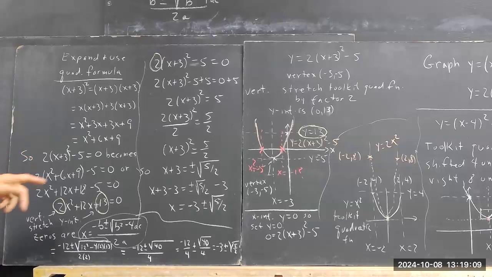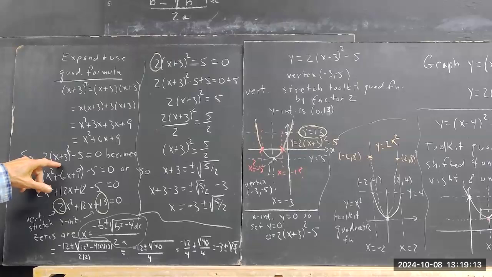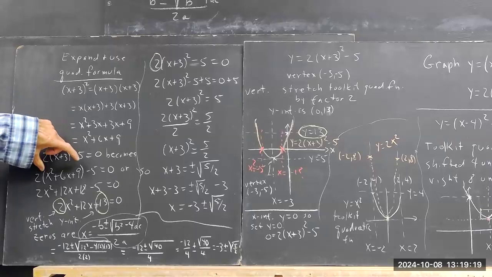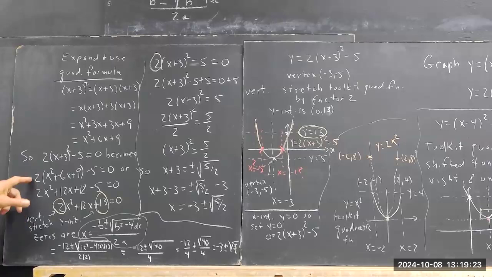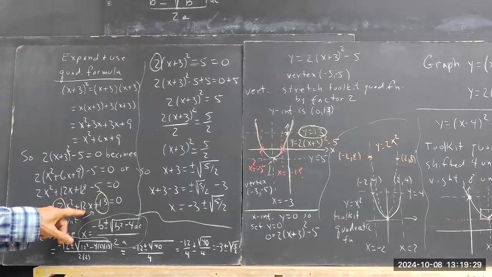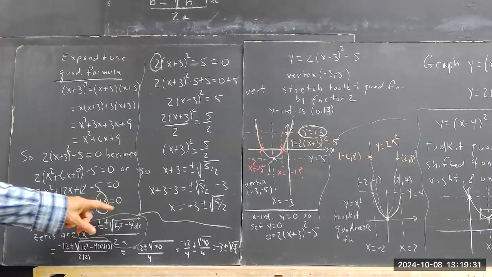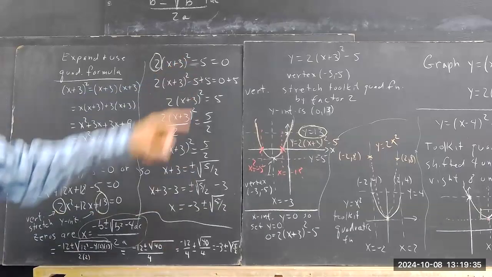Now what do we do? Well, here's our equation, right? 2 times x plus 3 squared minus 5 equals 0. Well, we replace the x plus 3 squared by x squared plus 6x plus 9 because of what we got here. And we multiply everything by 2, we get this. And then we have an 18 minus 5 becomes 13. Here's the expanded form. This is called the general form of a quadratic. Okay, this is called the vertex form.